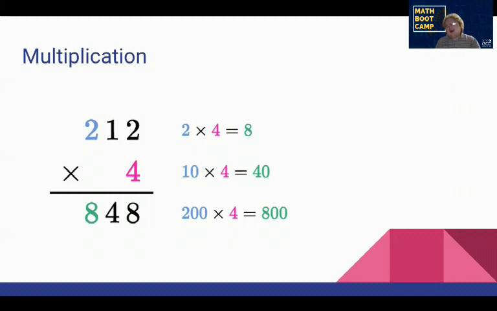You can break it down like that and you'll get the correct answer, but much like addition, if we line these up on the right, we can multiply from right to left. 4 times 2 is 8, 4 times 1 is 4, and 4 times 2 is 8. We'll get our answer of 848.